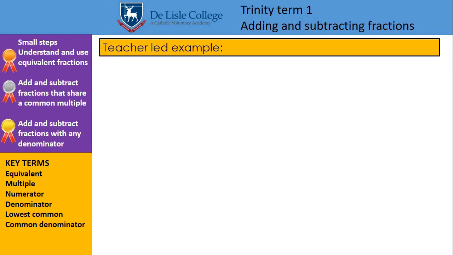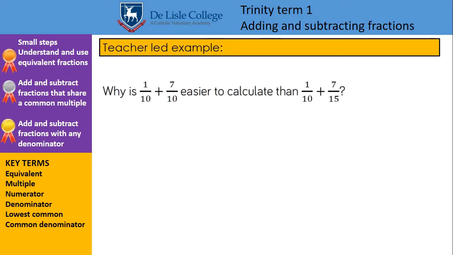Okay, a few teacher-led examples. When this comes up, you need to make sure you've got these written in your books as a nice solid example. So, why is 1/10 plus 7/10 easier to calculate than 1/10 plus 7/15?